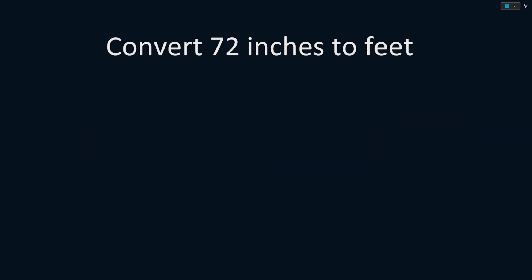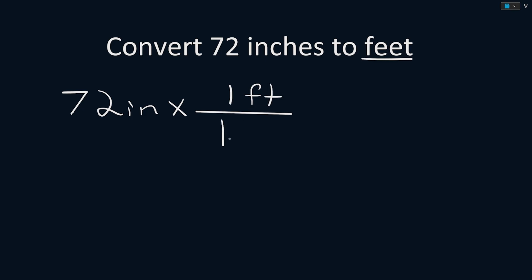Convert 72 inches to feet. We were given 72 inches, and we want to convert them to feet. To do this, we need to multiply through a conversion factor. Our conversion factor is that 1 foot is equivalent to 12 inches. Multiplying through this, we see that the inches cancel, and it leaves us with feet. By dividing 72 by 12, we get that in 72 inches, there is 6 feet.